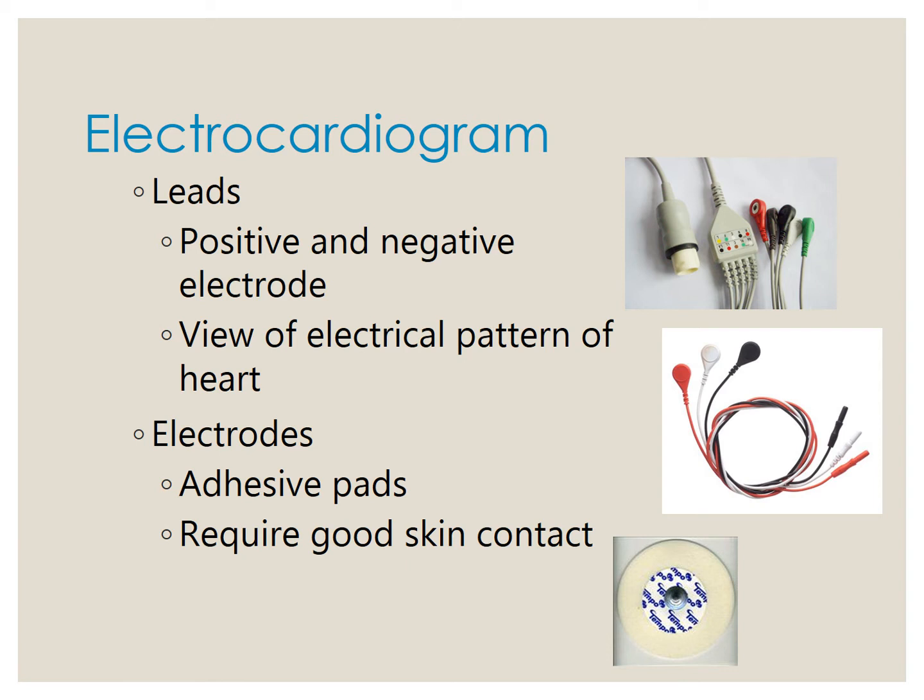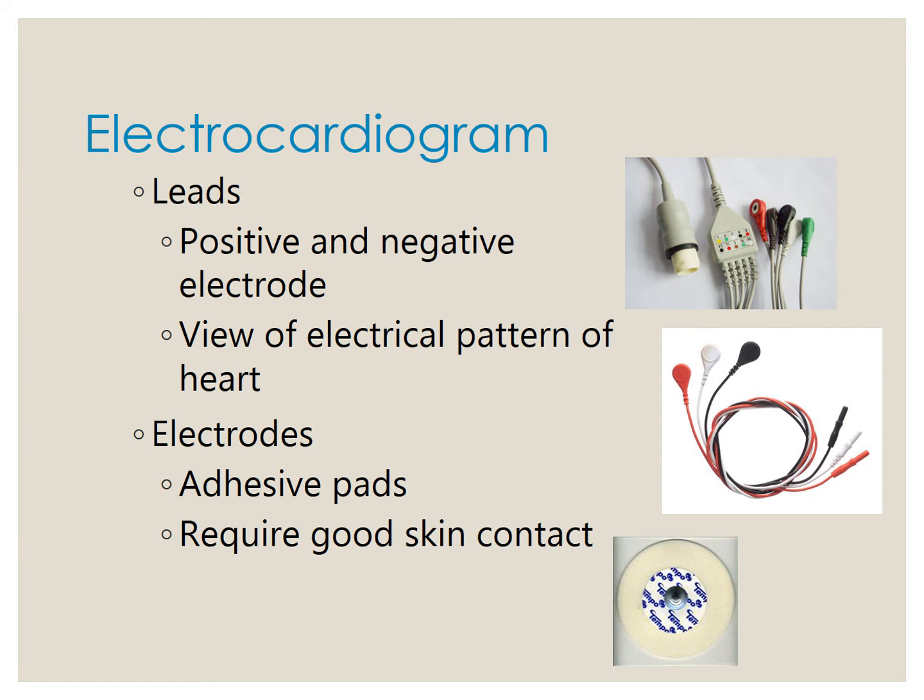So you have a negative lead, a positive lead, and a ground lead. The leads record the electrical activity between two electrodes. Each lead has a positive and a negative electrode, and the placement of the electrodes will allow you to see a single view of the electrical pattern of the heart. So what does that mean? Depending on where you have those positive and negative electrodes placed on the chest, or on the lower or upper extremities, you're going to look at a certain angle of the heart, and that's where you're going to see your ECG come up with a certain rhythm.